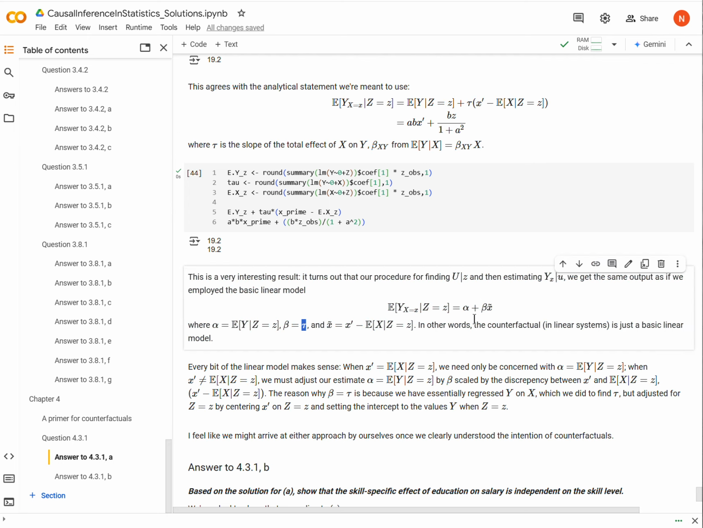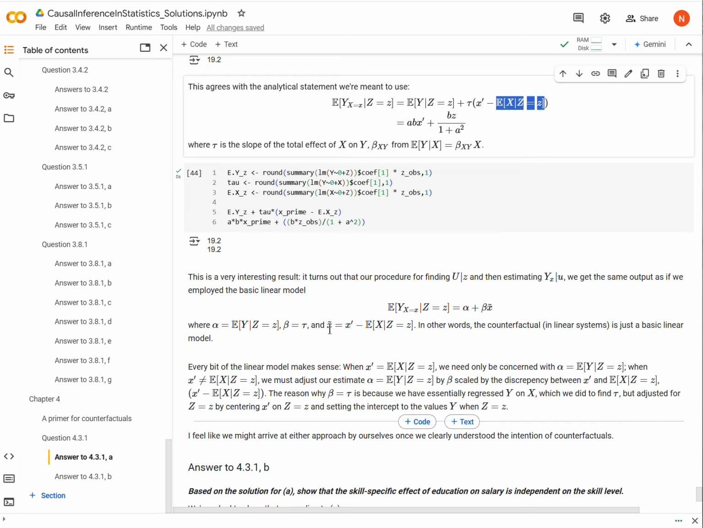Tau is the beta term here, right? And in turn, remember that tau is the beta term from a separate regression, y on x. And then x tilde is just x prime minus the expected value of x given z equals z. In other words, we are centering, so x tilde is centering x prime around the expected value of x given z.